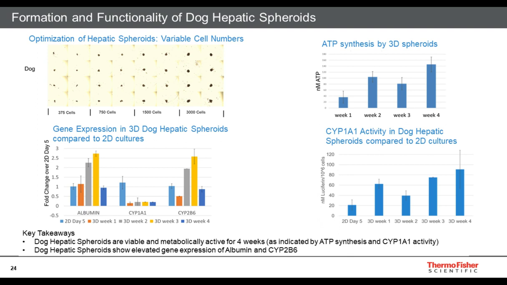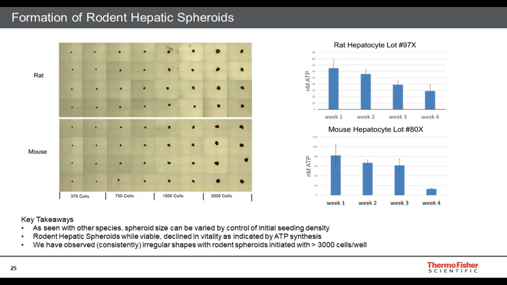This was an interesting finding because if you look at the bottom right-hand panel, the CYP1A1 activity we're looking at in these dog hepatic spheroid cultures is actually higher than what we see in the 2D culture. So we can't exactly explain why the transcript levels are lower, yet the activity is higher, but it is what we've observed so far with these dog hepatic spheroids.